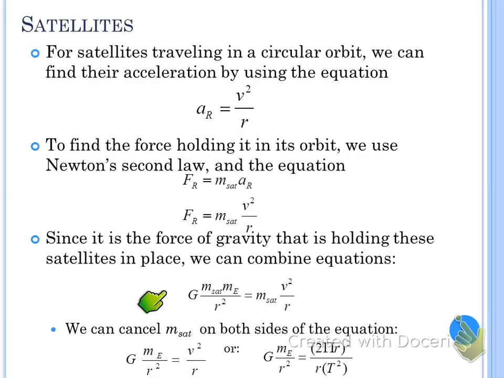Okay, these last two are what we should probably have down. G equals mass of the Earth over r squared equals v squared over r, or this is even more of an expansion, right? We're taking velocity as 2 pi r over t, squared. Okay, either one of those. Those are two different sets.